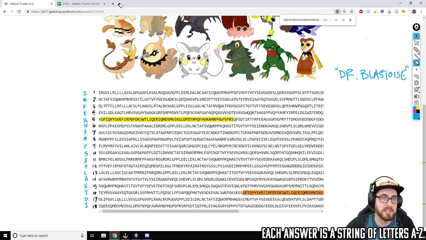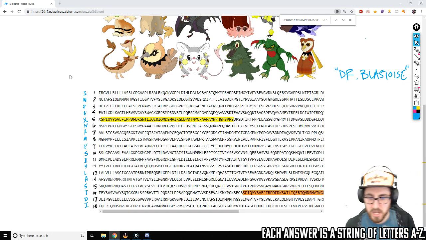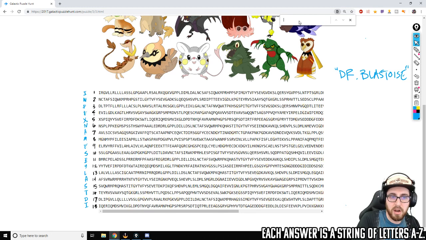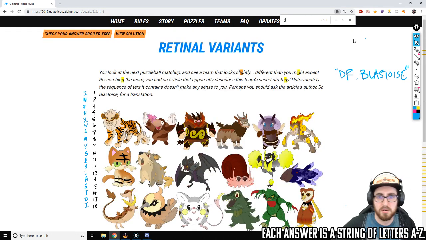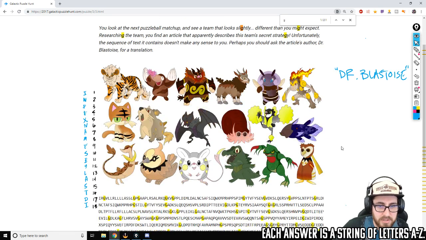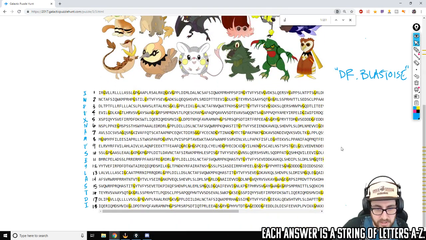Index names by last digit. I'm going to do that because it's an instruction, even if it does stop at 18. And I think we're supposed to be able to get the GIT somewhere else. Where, I have no idea though. In fact, if I type in GIT, it's nowhere. The article's author, Dr. Blastoise, for a translation? Jeez, it's so frustrating. Is there a G and an I anywhere, like in a horizontal?